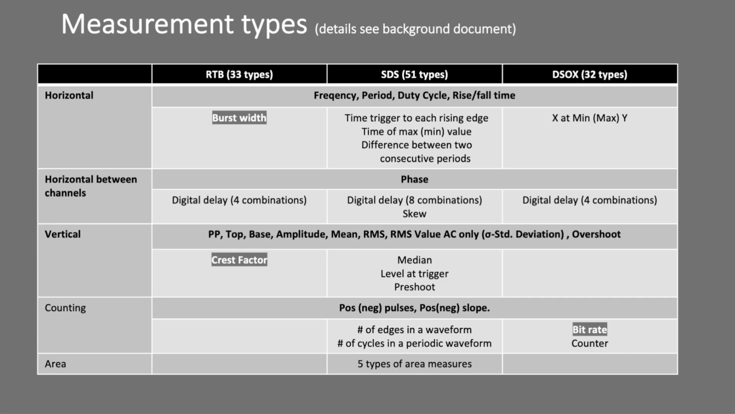Now, all of these devices also offer some horizontal measurements between channels, so you select two different channels and can look, for example, at delays. All of them can show you the phase delay, the phase difference between two channels, and all of them have different options to look at the delay for digital channels. So it's basically looking at rising edge or falling edge. They're all different in exactly what you can do there, so there's a different number of combinations that you can make.